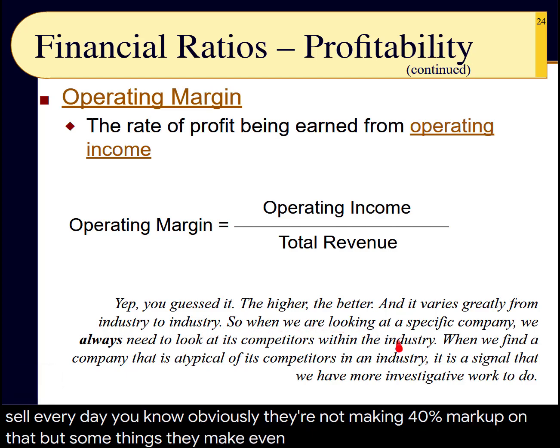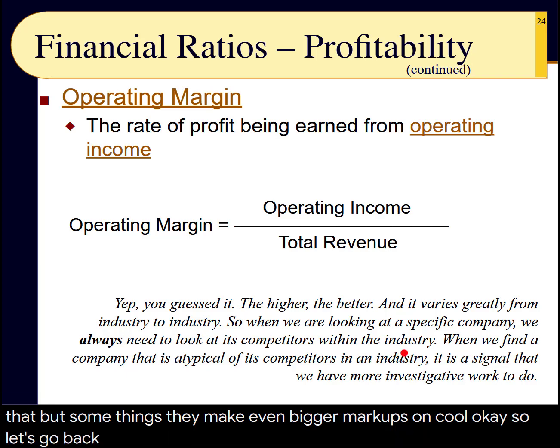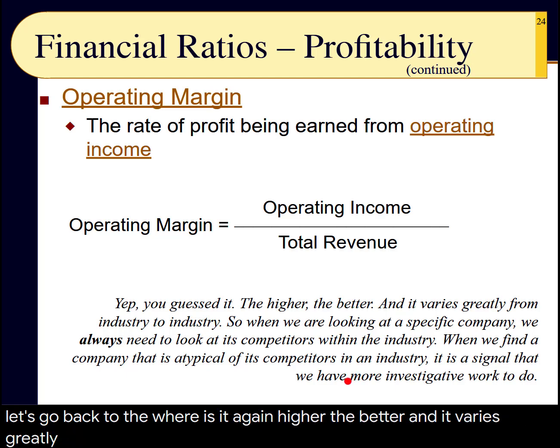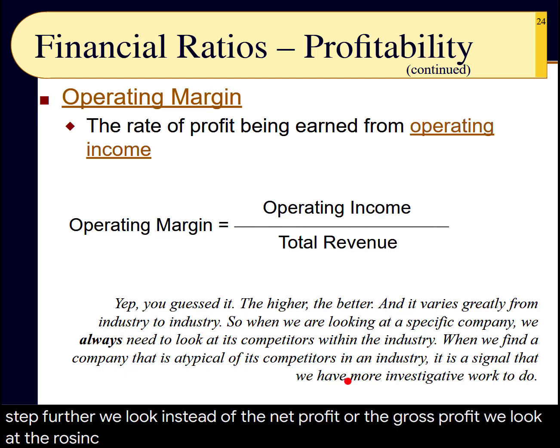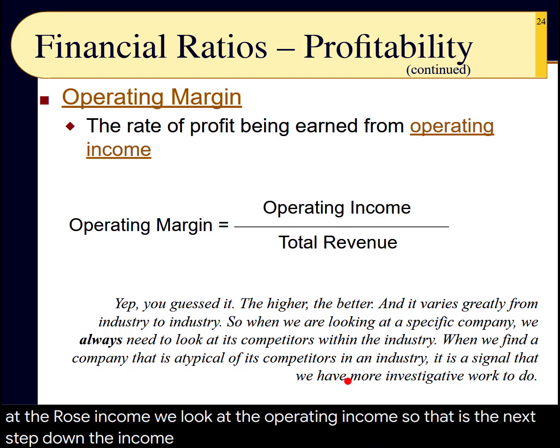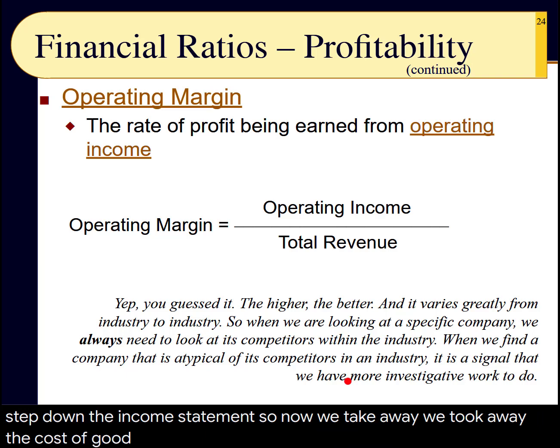So when we are looking at a specific company, we always need to look at its competitors within the industry. When we find a company that is atypical of its competitors in the industry, it is a signal that we have more investigative work to do. Or maybe it's a signal we need to look at the competitor. Peter Lynch, in his book One Up on Wall Street, said that he often got the best ideas from talking to companies when he asked them questions about their competitors. And they would kind of go, oh yeah, they're really eating our lunch, in so many words. So you always have to look at the competitors.